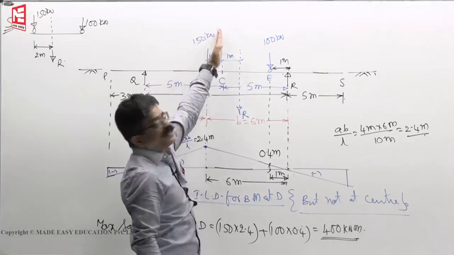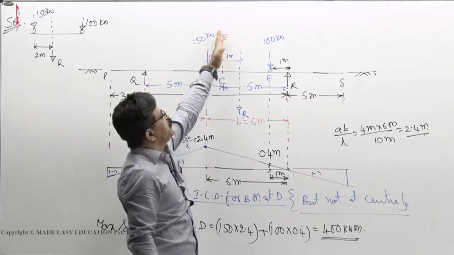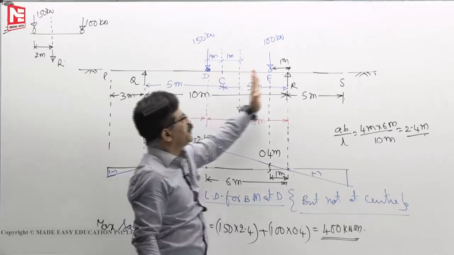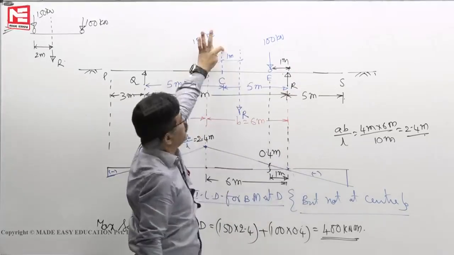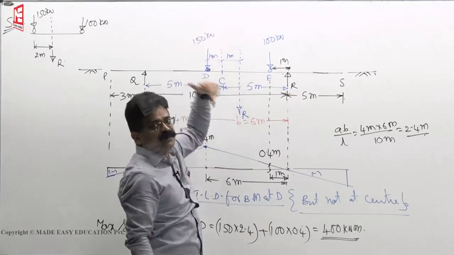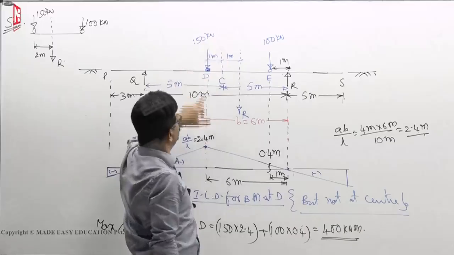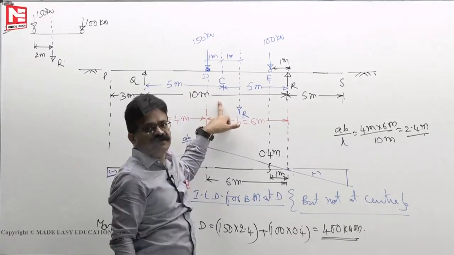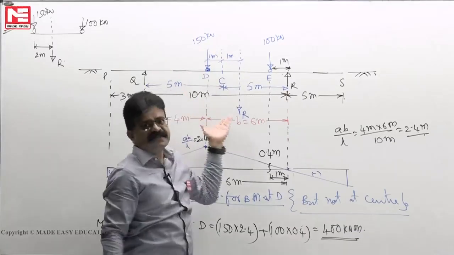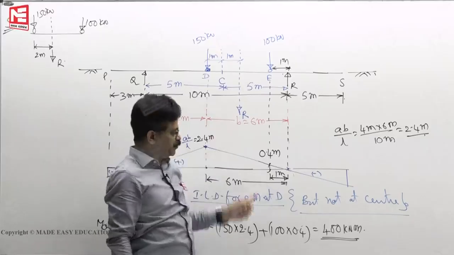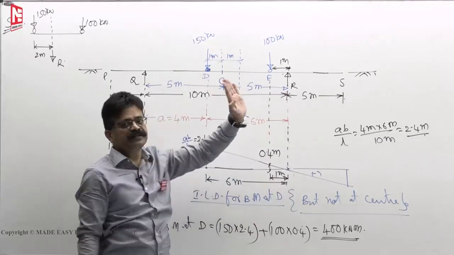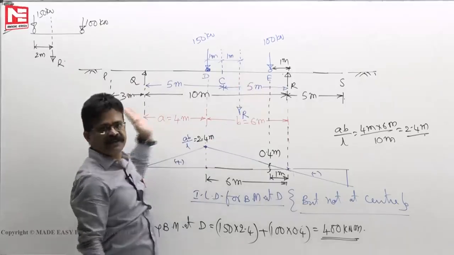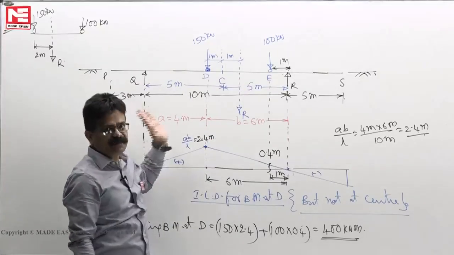Supposing that if we keep load at center 150, then where will be 100? Again that also will move right side. So it will become exactly at the support. This is at center. Then WL by 4 only you have to write. So 150 into 10 by 4. So how much you will get? Around 375 kilonewton meter. But 400 is more than 375. So that's why that 150 should not keep at center, should shift it by a distance of 1 meter.